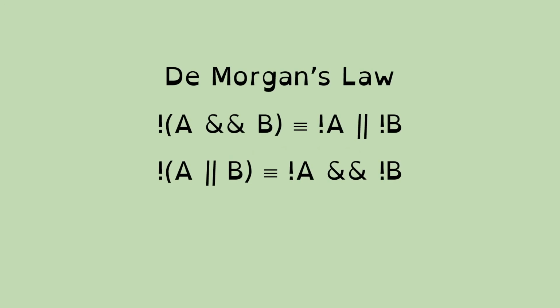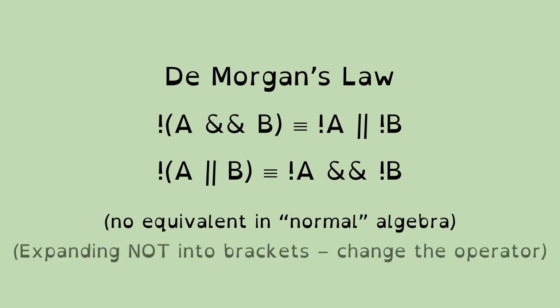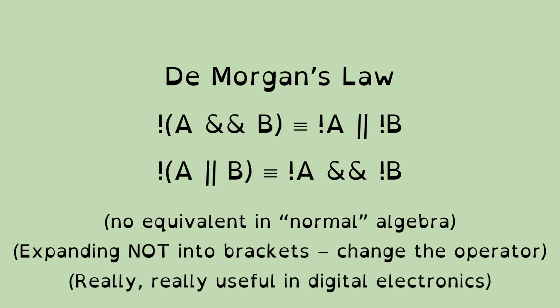There is no equivalent of these in normal algebra, and the feature here is that we have a bracket with two terms and an operator inside, and the whole bracket has been notted. It's got a not operator on the outside. And if you look at the two rules here, what you do is expand out the bracket, you apply the not to both terms in the bracket, and you swap the operator for the other of the two main operators, the and and the or operators. This is particularly useful in digital electronics, as it turns out. So let's take each one of these in turn.